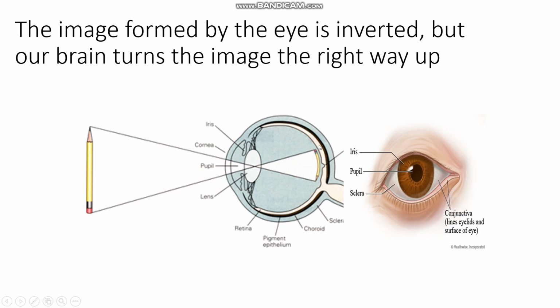And what our brain does is it then turns that image in the eye the right way around, the correct way around, so we can see. So the image in the eye is actually inverted upside down, and our brain turns it the right way up.